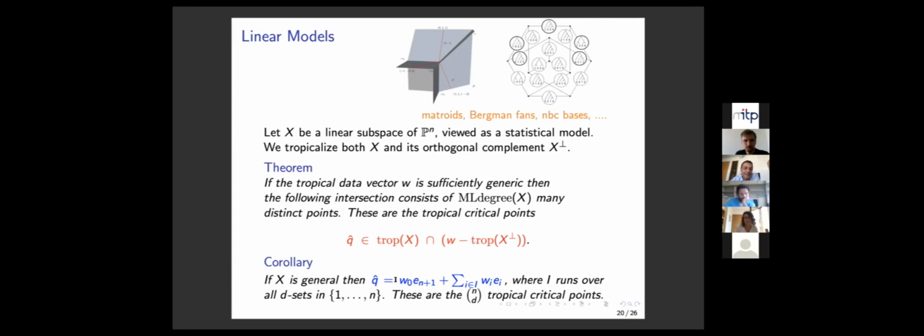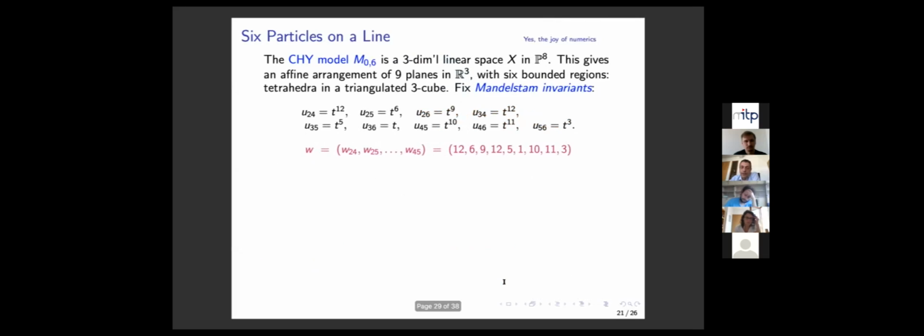We assume that W0 is the smallest coordinate, and I'm going to write E_{n+1} for the all 1 vector. So I form this expression, and here I take the sum of the W_I, but I only sum over all indices I over some specified d-element subset in 1 up to n. So there are n choose d of these tropical critical points. It gets a little bit more interesting for special matroids.